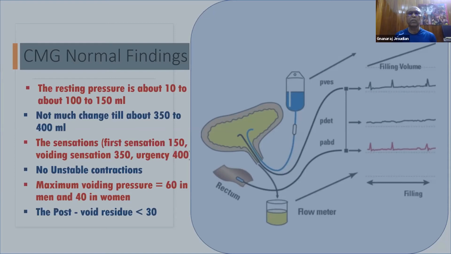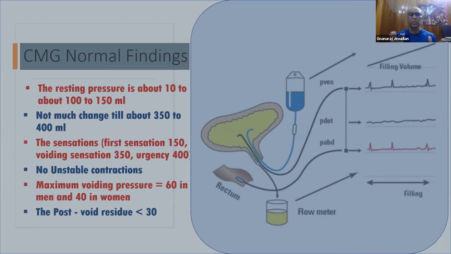And then we also look at the sensations. Normally around 150 ml, people will start having the feeling that they have some urine in the bladder. Then the normal sensation of wanting to pass urine would be there around 350 ml. And then when it reaches about 400 ml, you have urgency. And then we measure the pressures when you're passing urine. It's normally about 60 centimeters of water in men and about 40 centimeters in women. And after that, we measure the post-void residue. There should not be more than 30 ml. This is the normal finding.